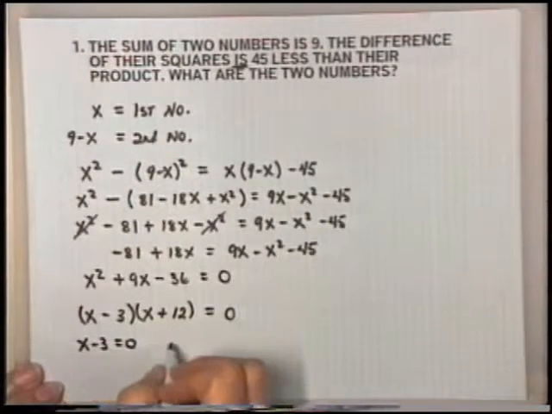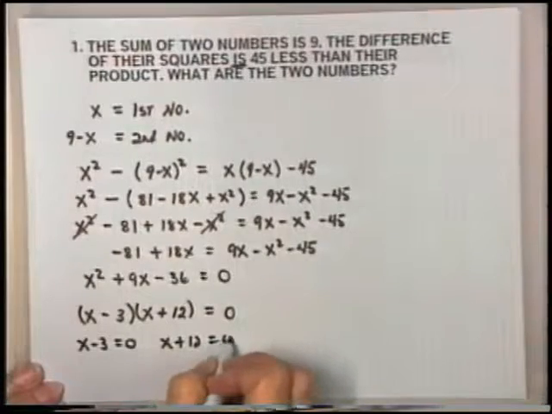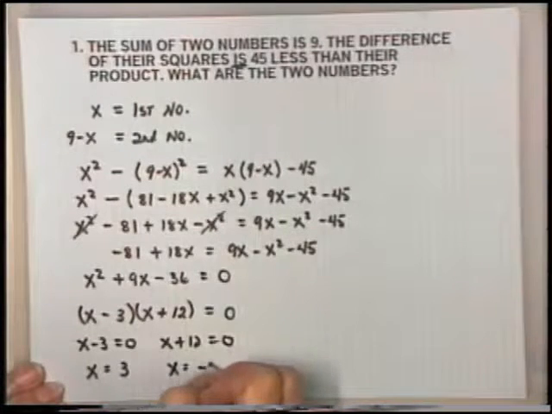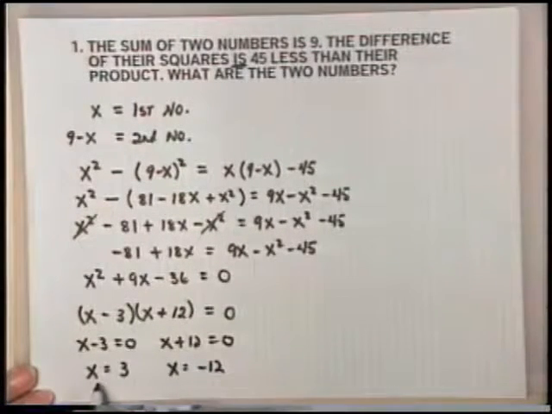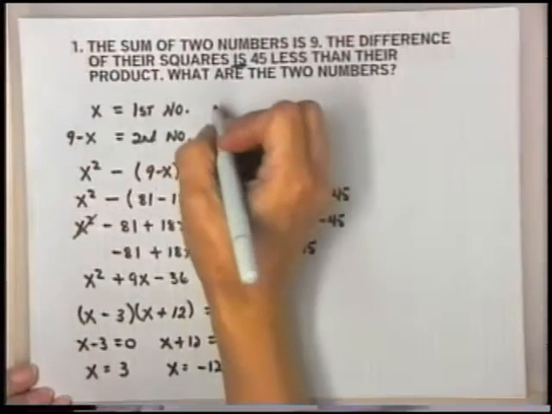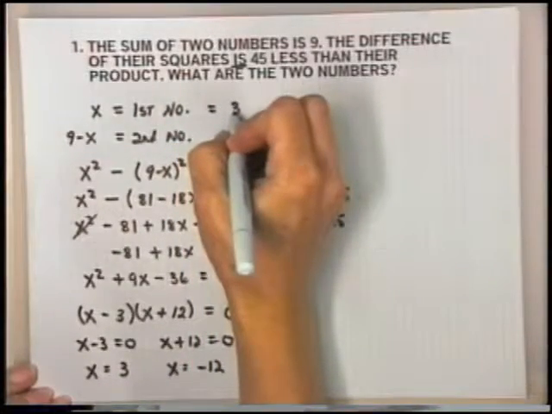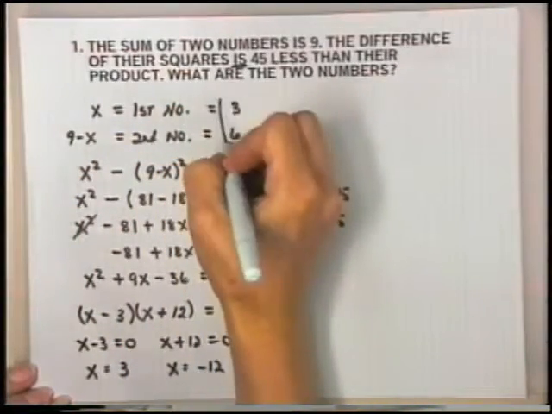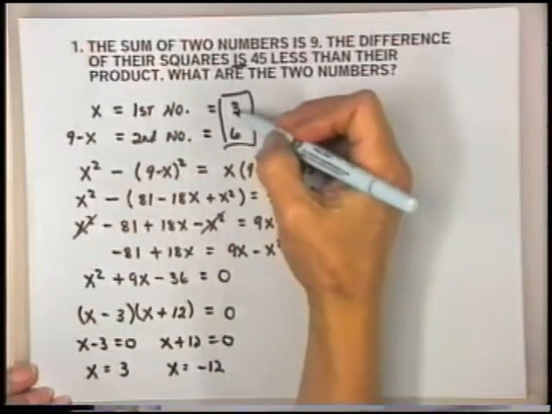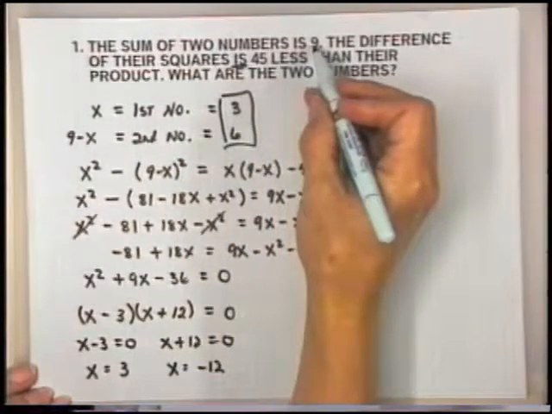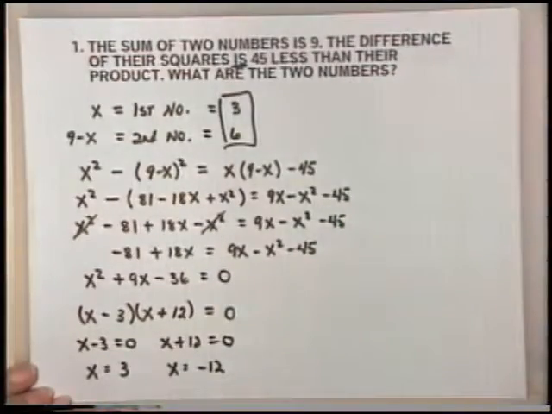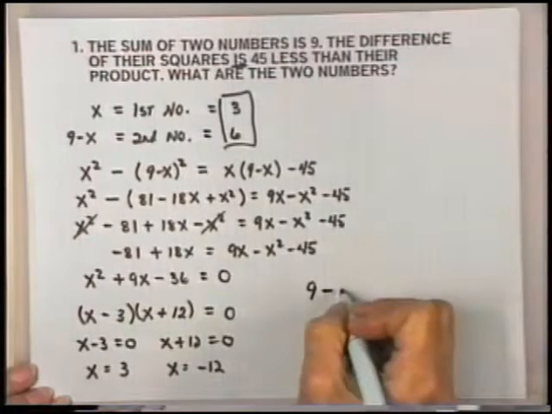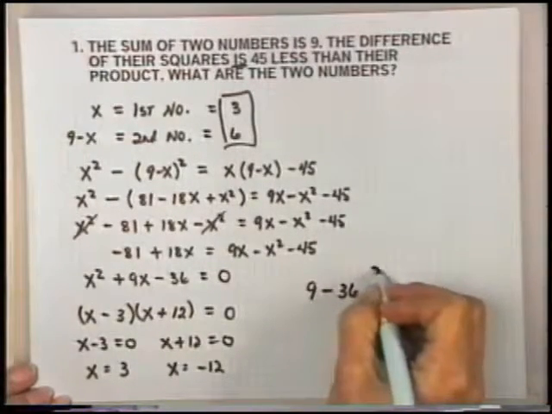Setting each of these factors equal to 0, and then solving for x, I have x equals positive 3, or x equals negative 12. Let's start with x equals positive 3 and come back up here. If my first number x is 3, 9 subtract 3 would give me 6 for my second possible number. Notice the sum of these two numbers is 9. Let's check this, the difference of their squares. If I take 3 and square it, that's 9. Subtract 6 squared, which is 36.